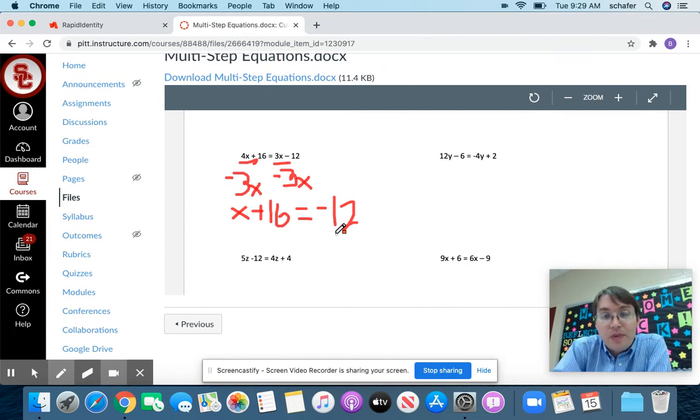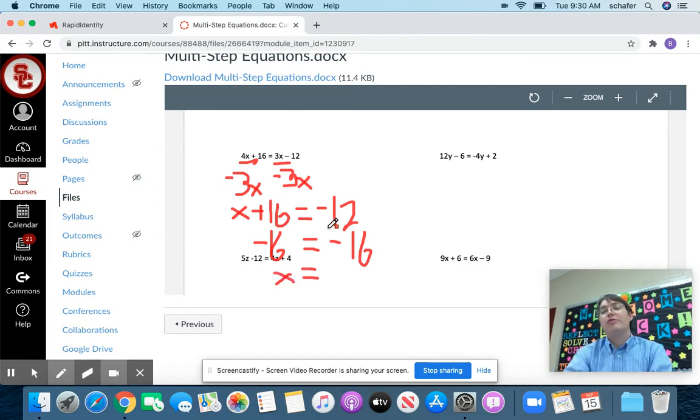But we're not done yet because I want to get the x by itself. So that means I need to get this 16 out of here. So the same thing as I did above. In order to get rid of this 16, I have a positive 16. I need to subtract 16 to give us 0 on this side. So minus 16. And whatever I do on this side, I need to do on this side. Negative 16. X equals.